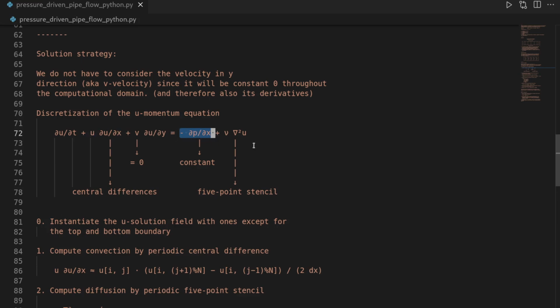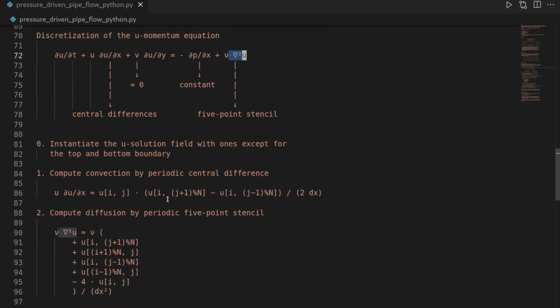And then for the two spatial derivatives that are left, which are the first derivative as well as the Laplace operator, which is the second derivative in x plus the second derivative in y direction, will be discretized by finite differences. For this one, we will use a central differencing scheme, and here we will use the classical 5-point stencil of the Laplace equation. However, we have to take care that we are in this periodic domain, so we have to use a periodic version of both discretizations.